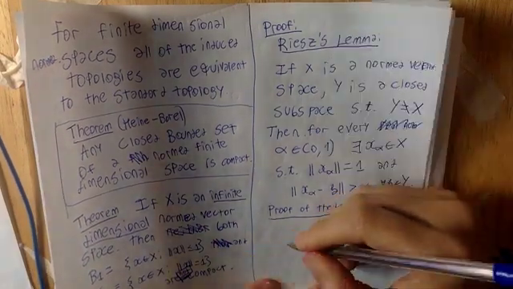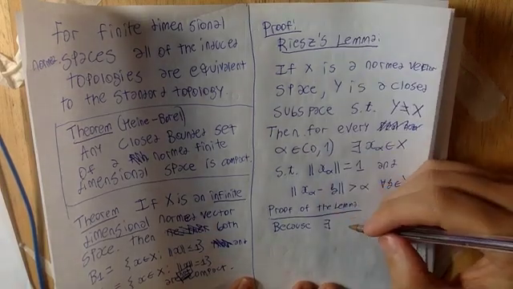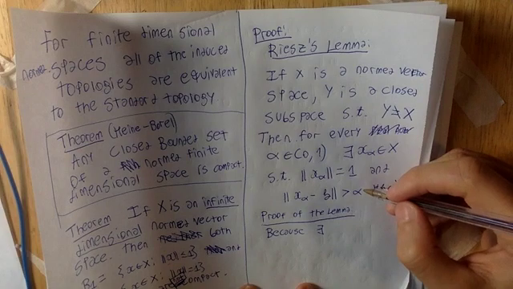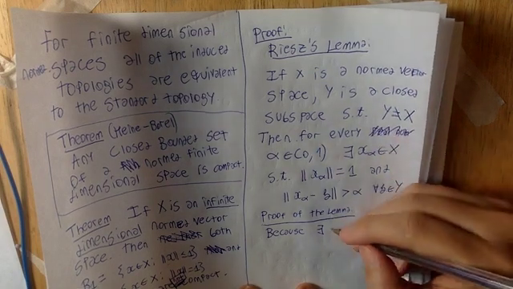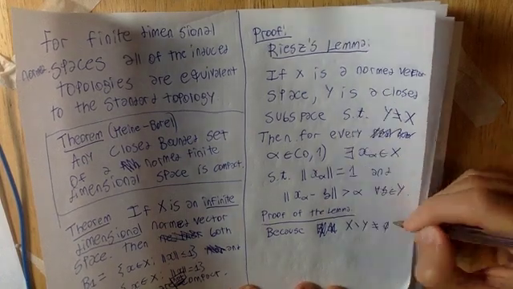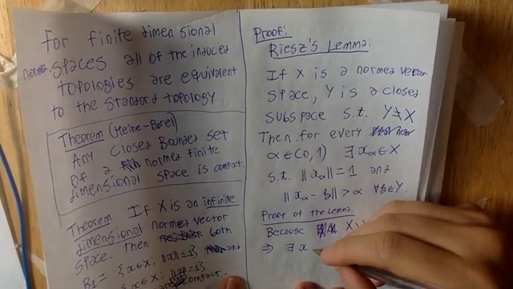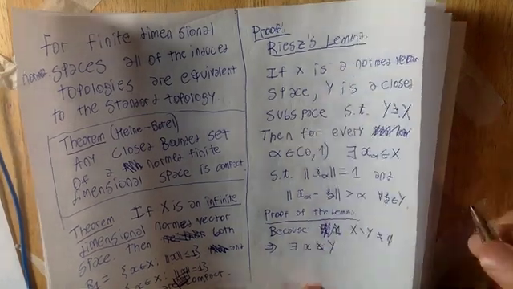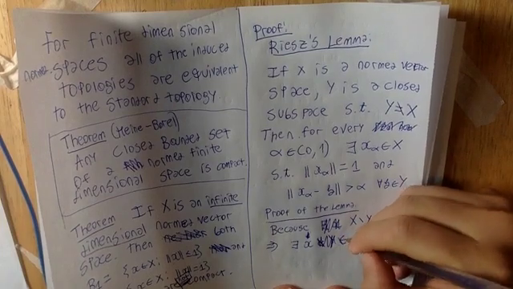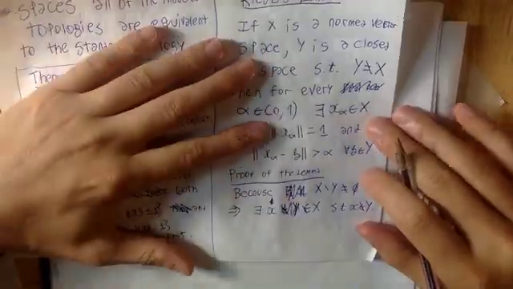Okay, so first, because x minus y is different from the empty set, then there exists x in x such that x is not in y. Okay, but what does this imply?